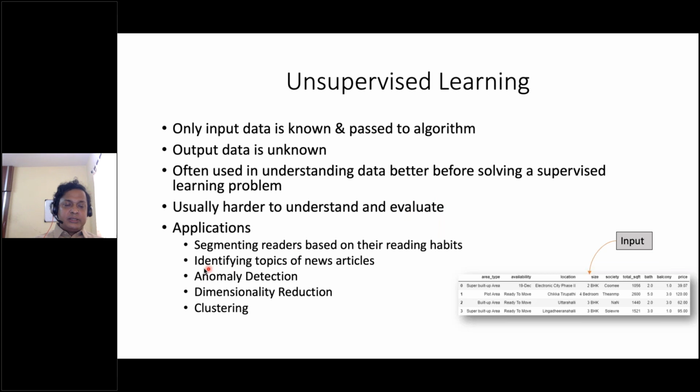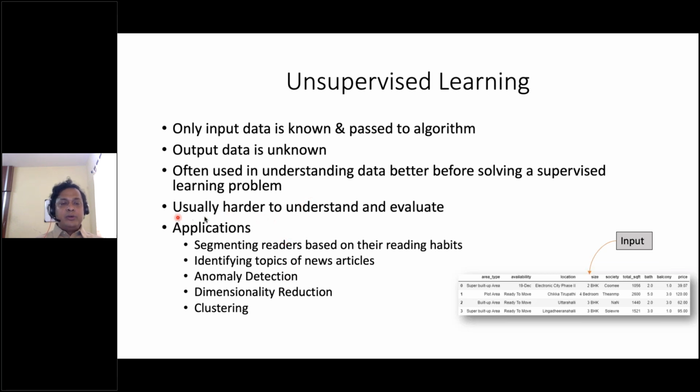Now, something similar is being used in probably the news sites. What these news sites do is they identify the news articles which are similar in nature, and then they tag them. There are other examples. Again, we are not going into those.